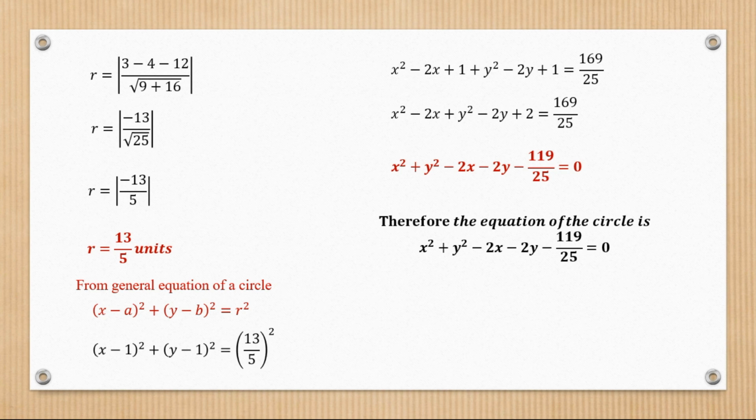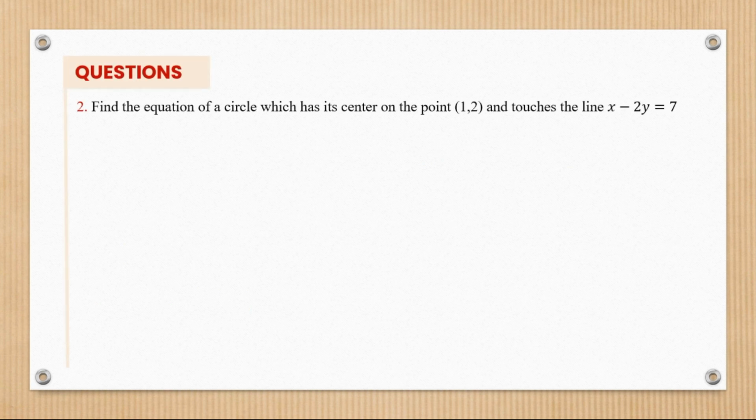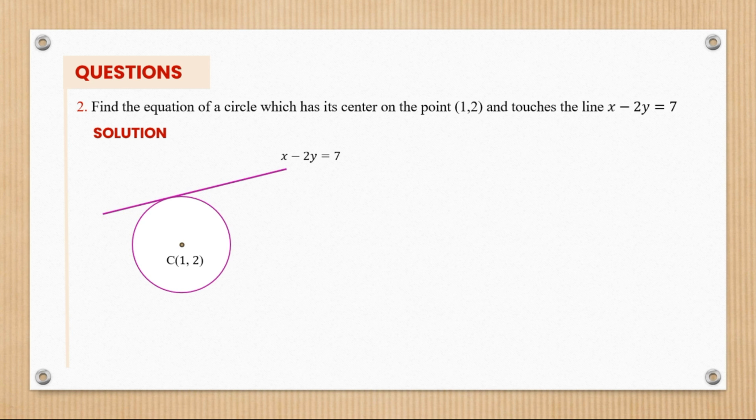And that's how we work out such numbers. In question 2, we're being told to find the equation of the circle which has its center on the point (1, 2) and touches the line x minus 2y is equal to 7. So this is the same thing. So we know the center and we know the equation of the tangent. So now we can just simply find the radius.